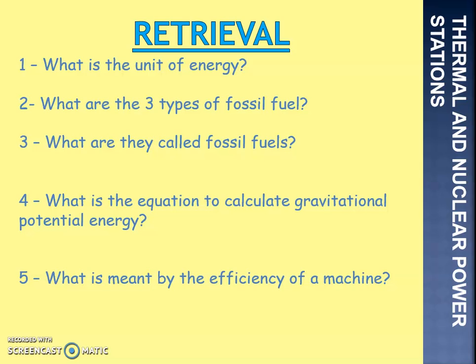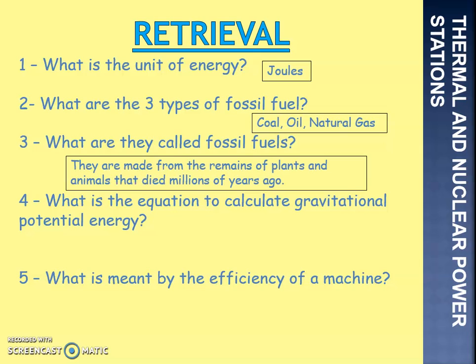Okay, so question 1, what's the unit of energy? It's joules. Question 2, what are the 3 types of fossil fuel? Coal, oil and natural gas. Why are they called fossil fuels? Because they're made from the remains of plants and animals that died millions of years ago. They failed to decay properly, so they held that energy within them.